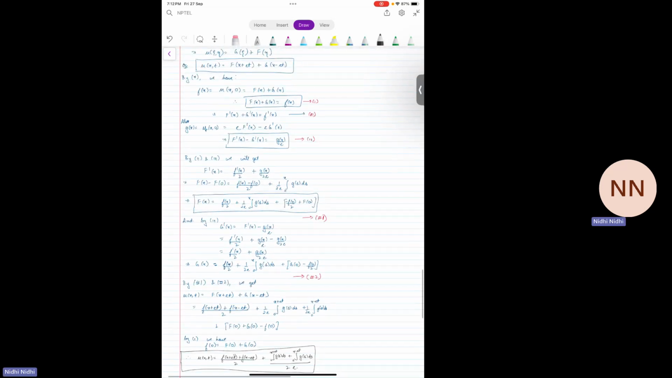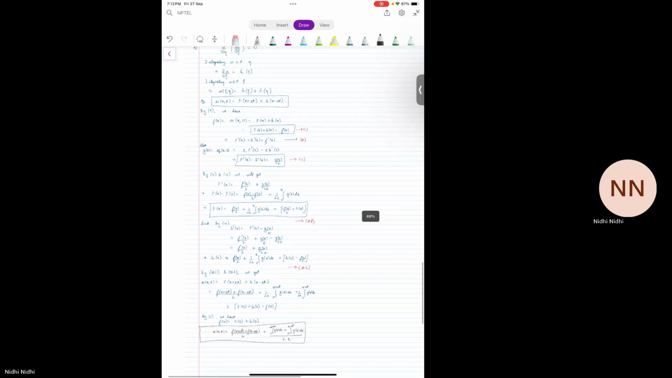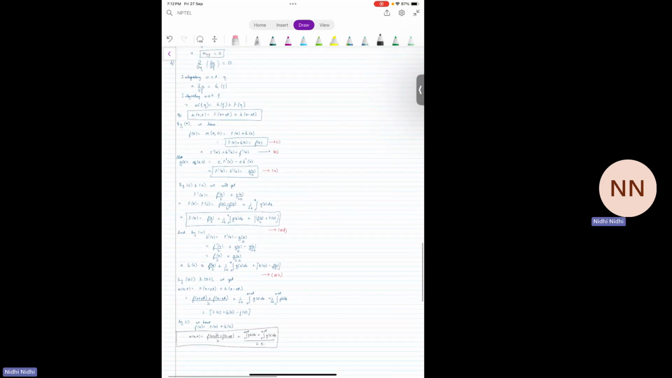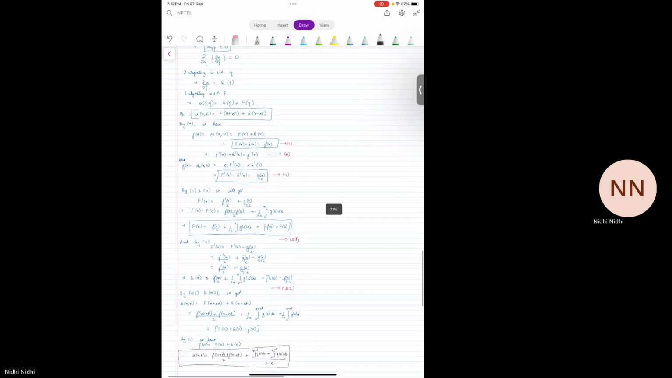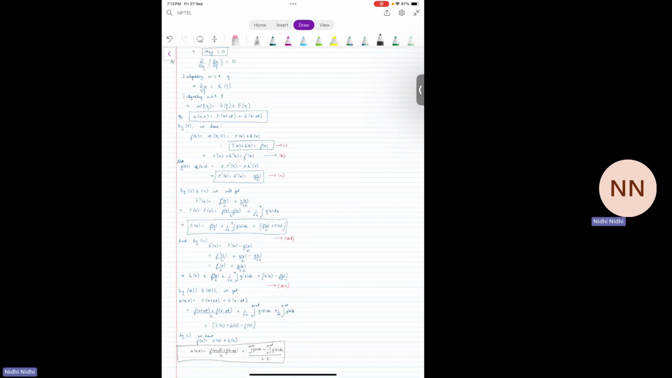I hope this solution was fine with everyone. If you have any doubt, please let me know. I can explain it again. I've tried my best to give all the details that we require. So in the next question, we will find this solution for some specific given fx and gx. So I'll just wait for 5 minutes so that if you have any doubt, you can let me know.